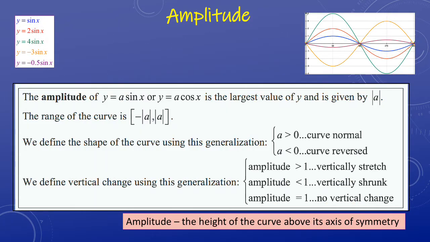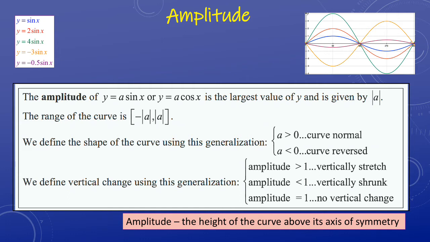So we now have some general rules for the curves in the form of y equals a sine of x or y equals a cosine of x. We define the amplitude of those curves as the largest possible value of y, and it is given by the absolute value of a. Amplitude is always a positive number because we know it represents the height of the curve above its axis of symmetry. That means that the range, which is the allowable y values of the curve, is from negative the absolute value of a to the absolute value of a.